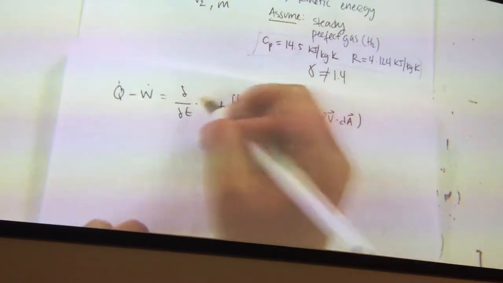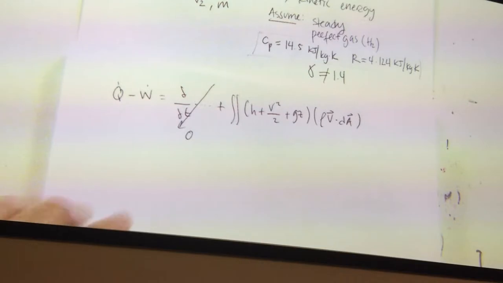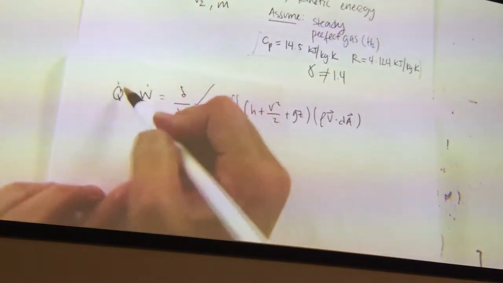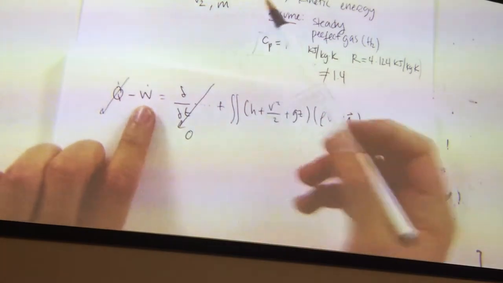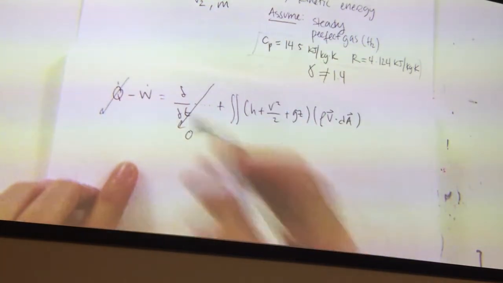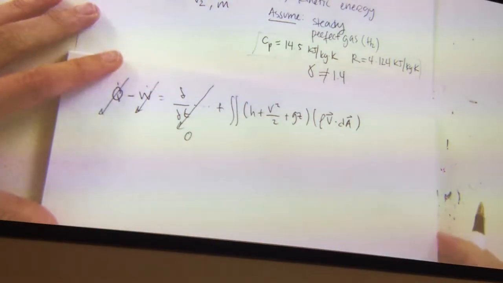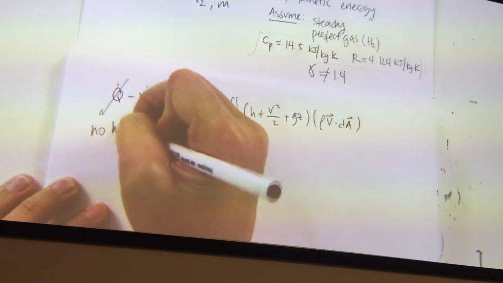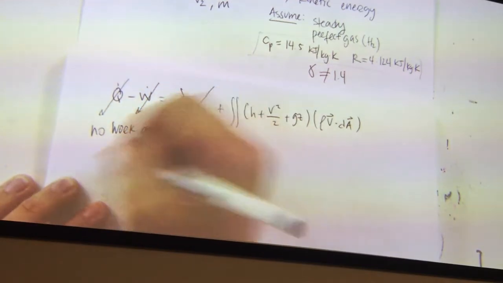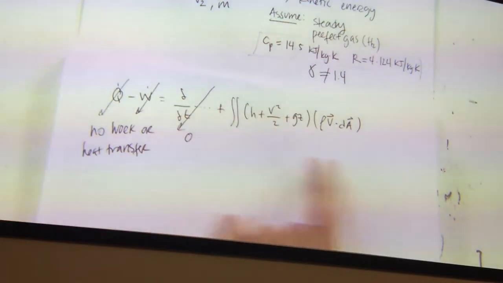Now this is going to go to zero, so I didn't write it down, but we know that because it's steady. Also, we have isentropic, which means adiabatic, so there is no heat. And there is no mechanical work, like a turbine or a paddle or anything like that. So that also goes to zero. So there is no work or heat transfer. That's why those two go away. So the only thing that we have left is this.